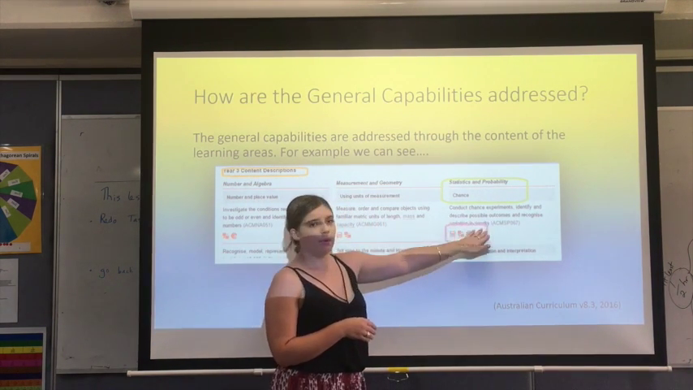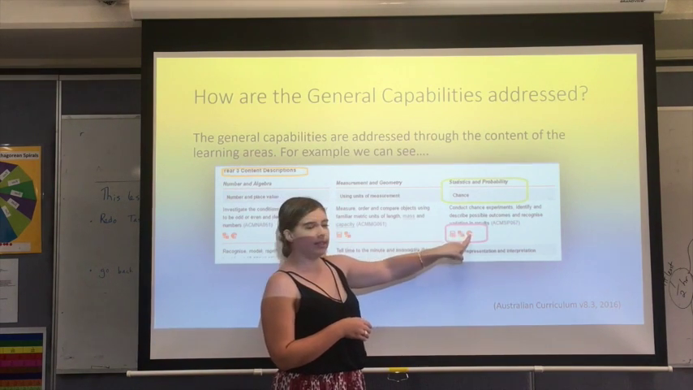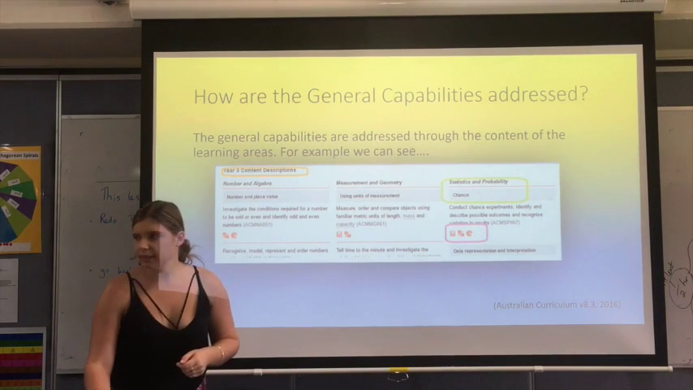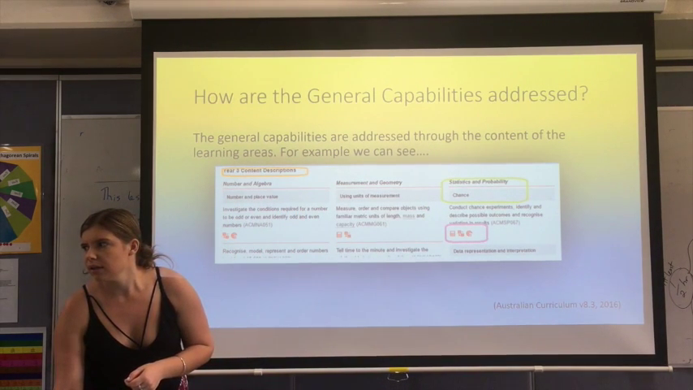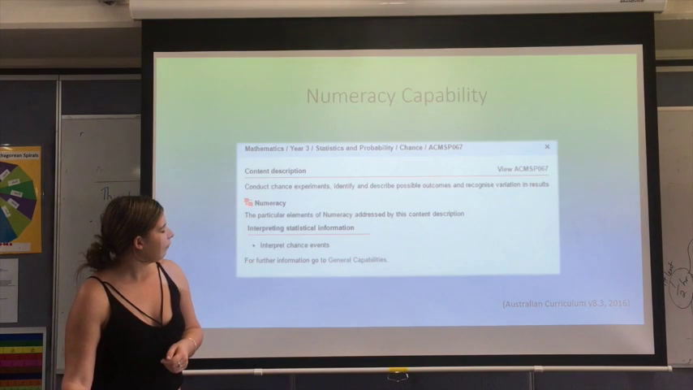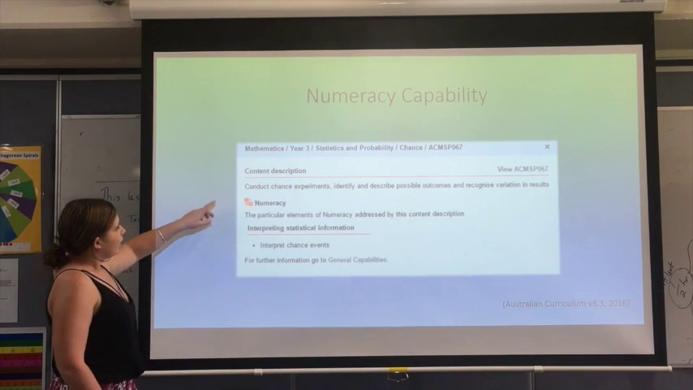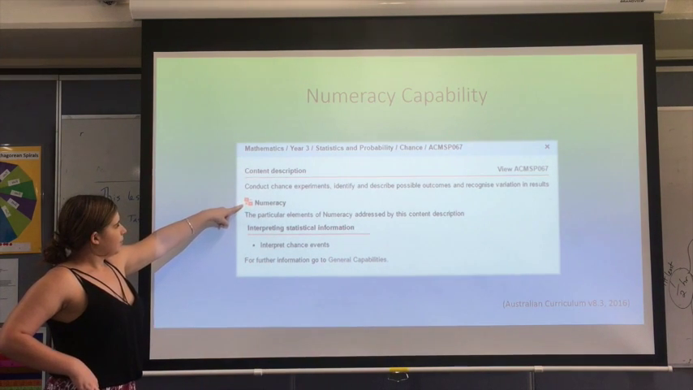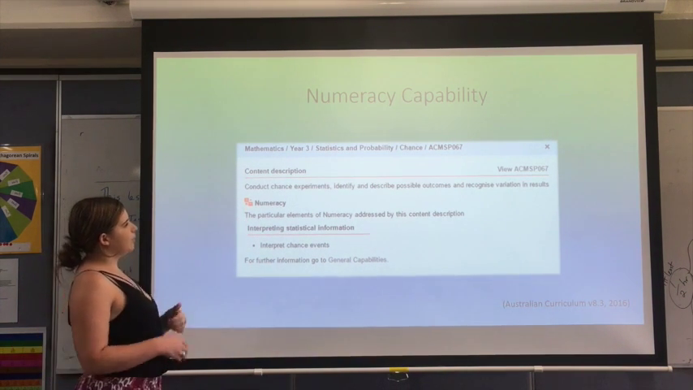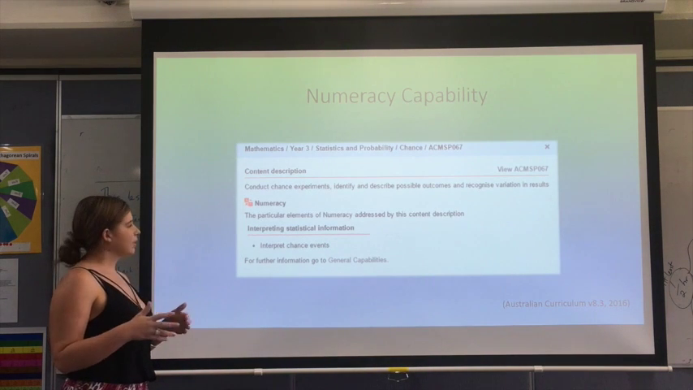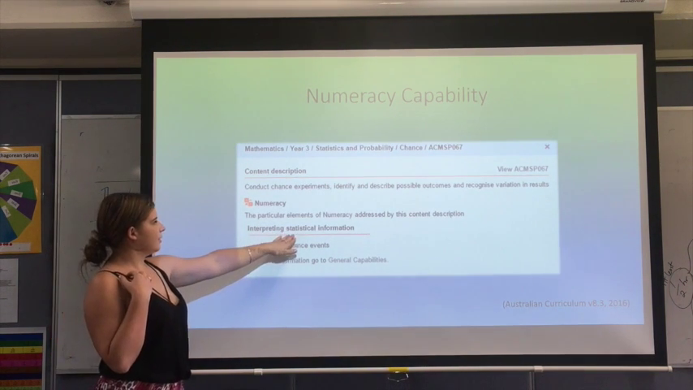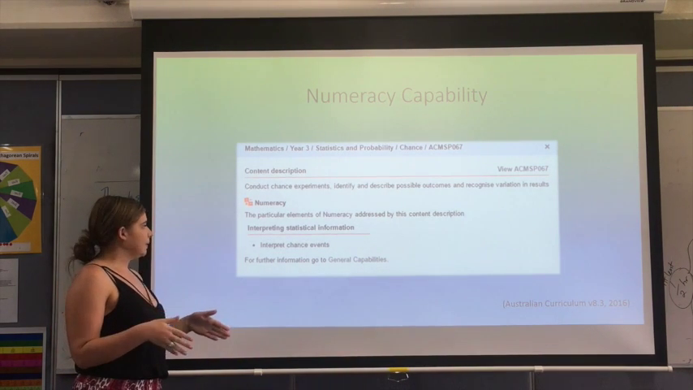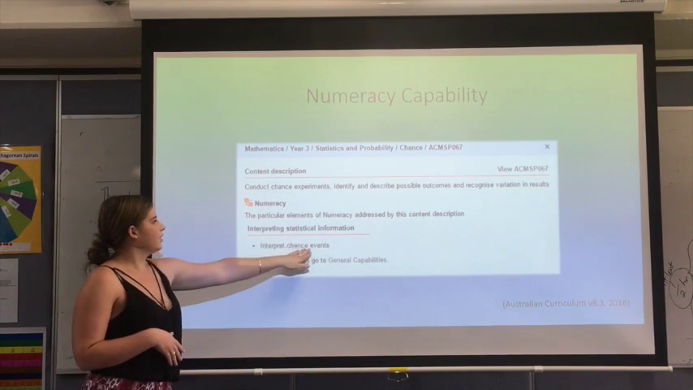In the pink box, we can see our general capabilities. These are our symbols, and we will be looking at the maths one. If we click on the maths area, this comes up. It states that, again, it's a numeracy descriptor, and the particular element of numeracy addressed in this content descriptor is interpreting statistical information, and in this lesson, it's interpreting chance events.